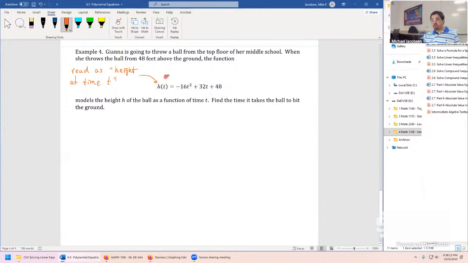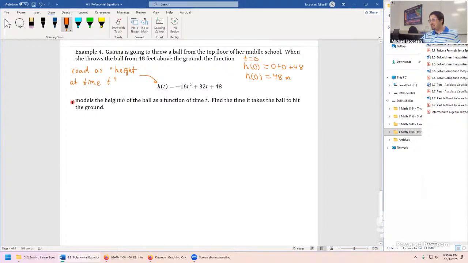So what would be the height at time 0? It would look like this. Height at time 0. We're plugging in a 0 for time here. That means we're plugging in a 0 here and here, and we would just get 48. 0 plus 0 plus 48. So the height at time 0 is 48, which makes sense because we were told in the information of the problem that she throws the ball from 48 feet above the ground. So the instant the ball leaves this person's hand, it's 48 high. So that's the story so far.